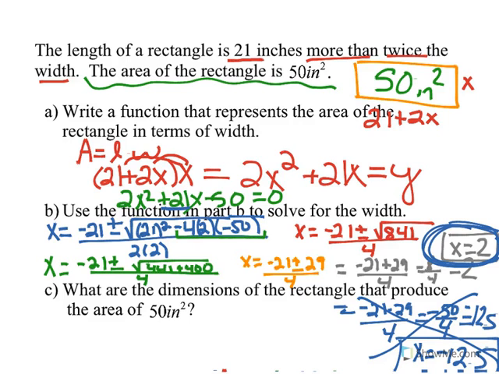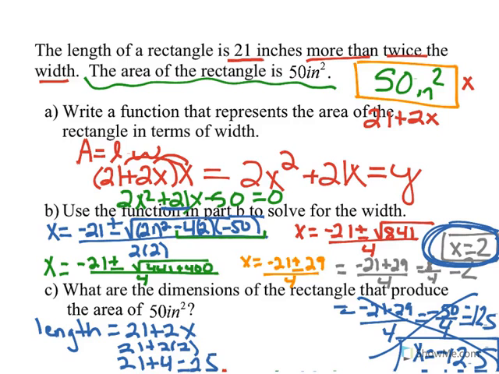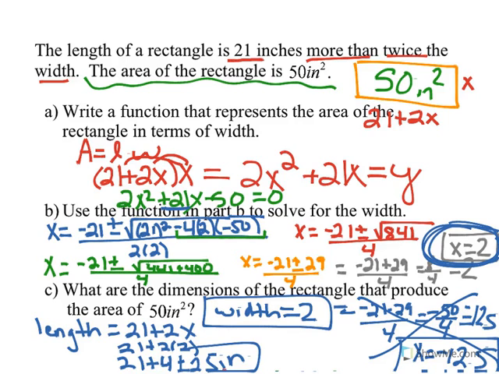So the question C, just to finish up, what are the dimensions? Remember, our length was 21 plus 2x. Well, we now know that x is 2. Well, 21 plus 4 is 25. So 25 inches. The width was just x, and x was 2. So our length is 25 inches, and our width is 2 inches.